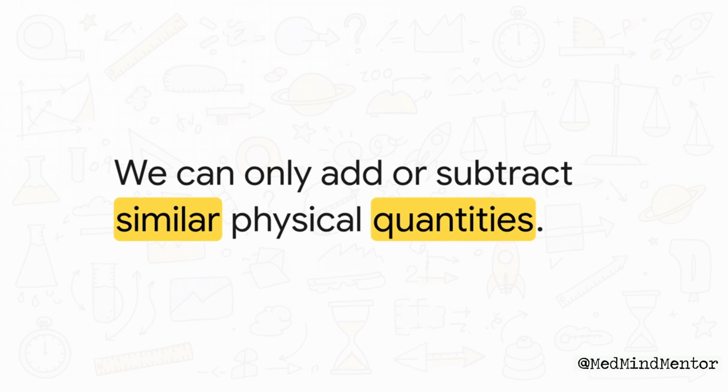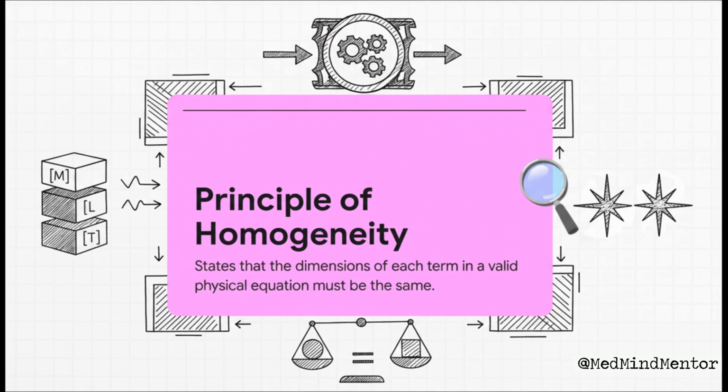And that right there, that's the golden rule. Physics works the exact same way. You can add a force to another force, sure. You can add a length to another length, but you just can't mix and match them. It's that simple. So this common sense idea actually has a fancy name. The principle of homogeneity of dimensions.